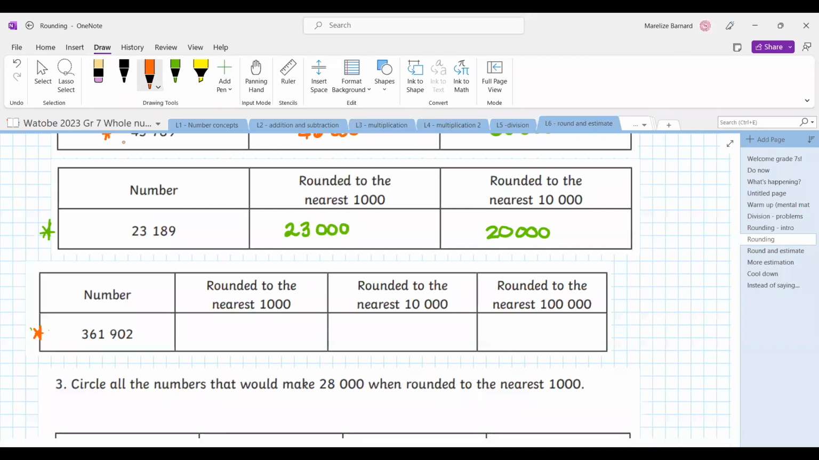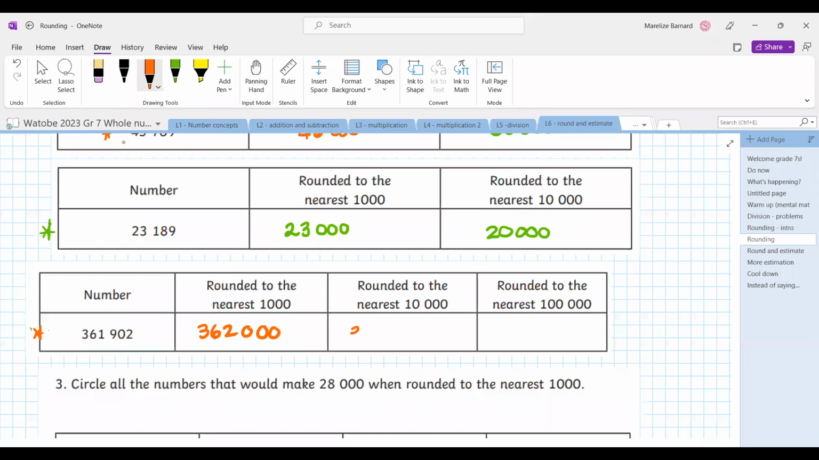361,902. What is the nearest thousand? Pop it in the chat. 362,000. Nice. Good. And then the nearest 10,000. So now we need to only have multiples of 10,000. Check that your answer is a multiple of 10,000 and then you know you're right. Then you don't even have to ask me.